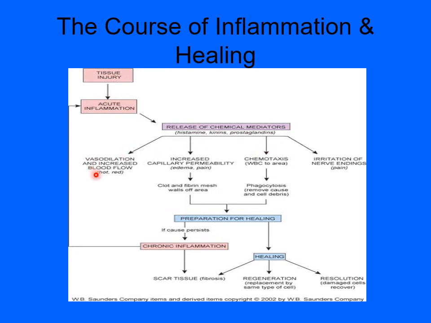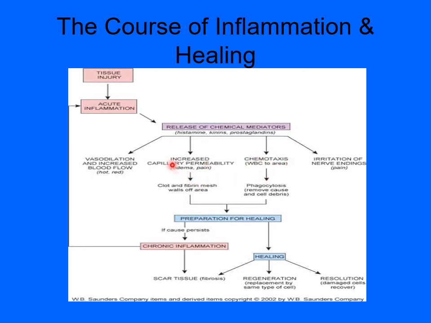Vasodilation, opening up blood vessels and increasing blood flow to the area so that you can get some of those plasma proteins out there. Because blood's a little warmer than body temperature, the area becomes hot. It becomes red from the increased fluid. Increased capillary permeability causes edema. Swelling will press on nearby nerve endings and result in pain. And also these chemical messengers will cause white blood cells to move to the area, and that term is chemotaxis.